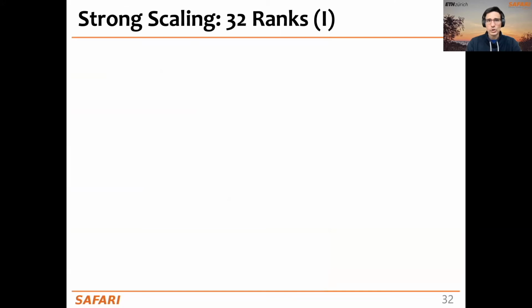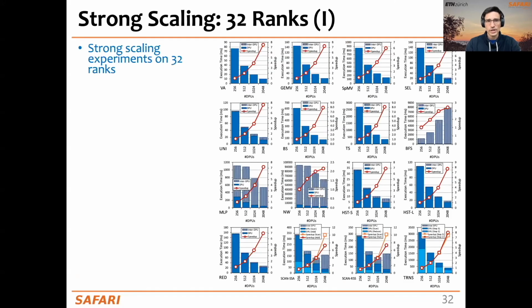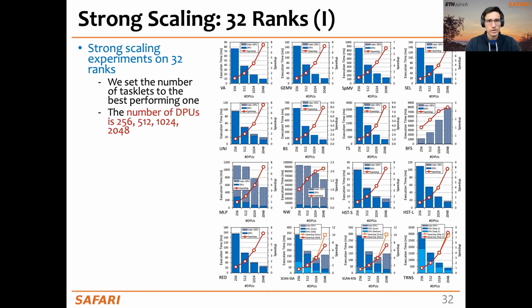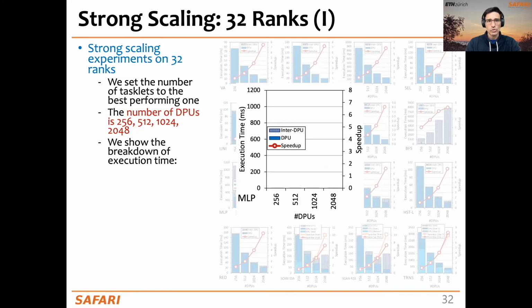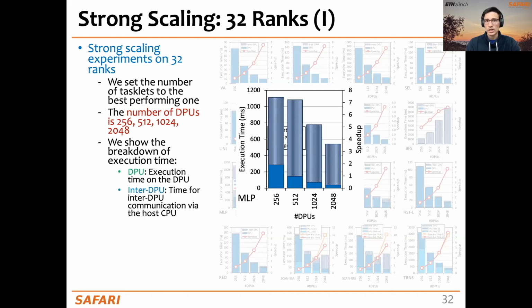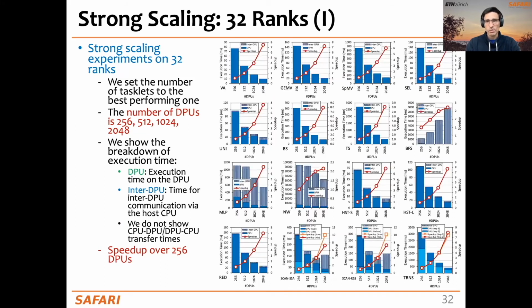Let's move now to the experiments on 32 ranks, strong scaling experiments on 32 ranks. Again, we set the number of tasklets per DPU to the best performing one, and we change the number of DPUs from 256 to 2048 DPUs. Here we show the breakdown of execution time, and in particular, we show the DPU kernel time and the inter-DPU communication time. We do not include in these plots the CPU-DPU and DPU-CPU transfer times. And finally, we also show the speedup over 256 DPUs.